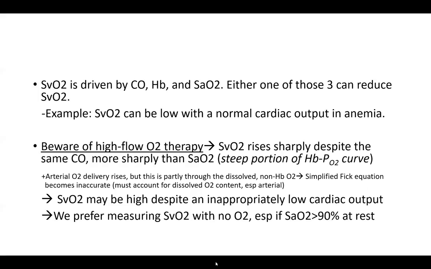The worst case scenario is if you give oxygen to somebody whose arterial O2 sat is normal at rest, at ambient air. This is where you will get most errors, because this is the case where you'll get the most amount of dissolved O2, non-hemoglobin bound O2 in the blood. So keep those ideas in mind. And this is the case where you get the most inappropriate rise of mixed venous O2 as well.